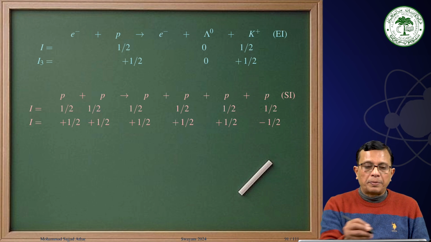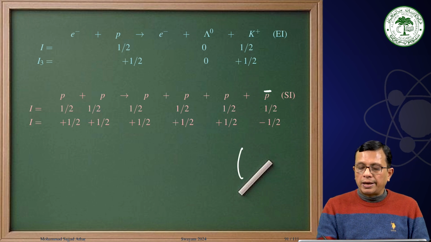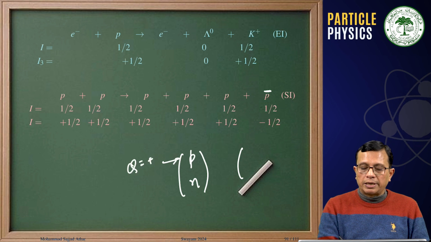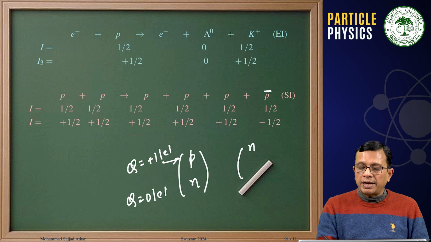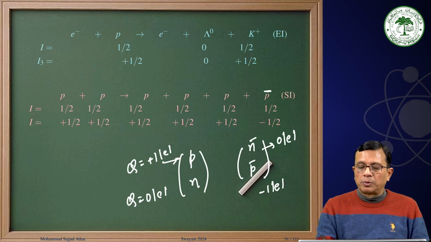This is P bar. And you see that proton and neutron were kept in a doublet, because this had charge +1 in units of electronic charge, and this had charge 0, while anti-neutron and anti-proton have charge -1 in units of electronic charge, and 0. Therefore, now anti-neutron is sitting at the top and anti-proton is sitting at the bottom. I3 will be -half for anti-proton and +half for the anti-neutron. Therefore, here I am assigning it.